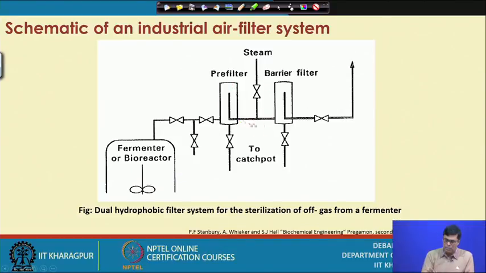before we pass this to the fermentation industries, and we pass the liquid like this. Due to the hydrophobic filter system, there is sterilization of gas from the air filter. So, whatever gas is going out, that also we sterilize, so that it should not contaminate the air.